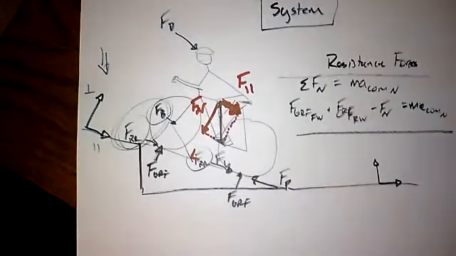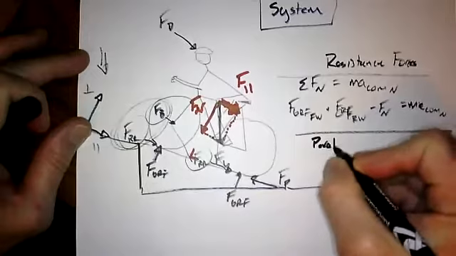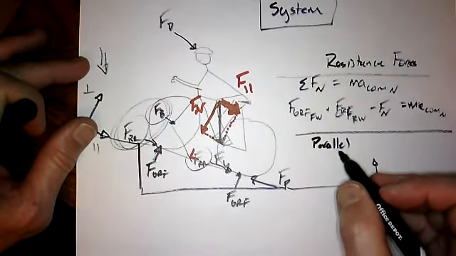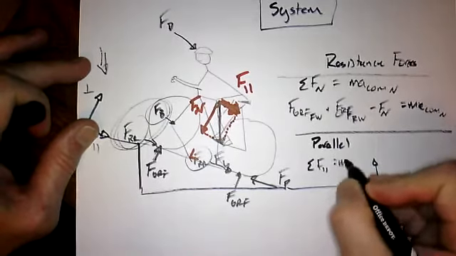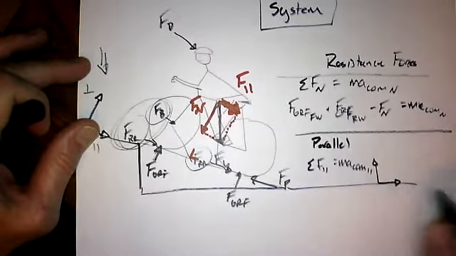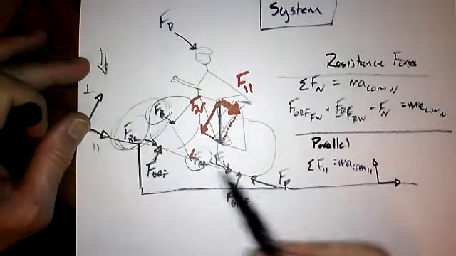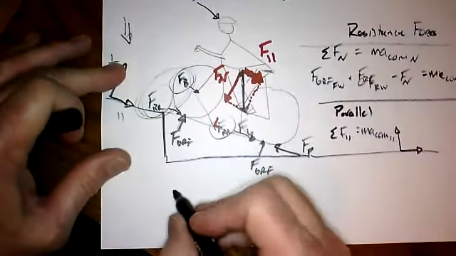And I'm gonna have to get some new markers. In the parallel dimension, this is an interesting dimension. This is where we want to spend some time. We'll have the sum of forces in the parallel direction equals MACOM in the parallel direction, so moving in this dimension. Now we have to add up all our parallel forces, and I'm going to do it down here.